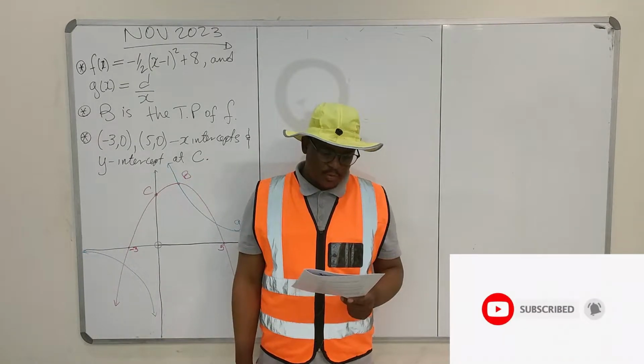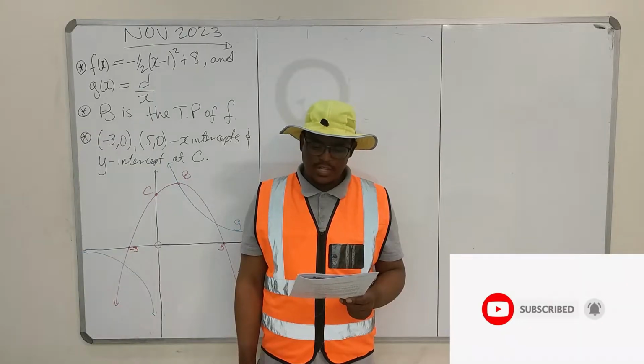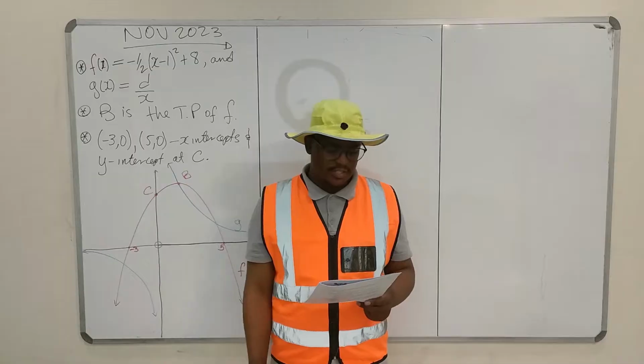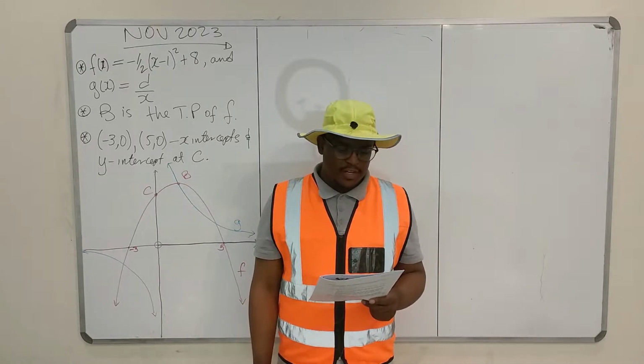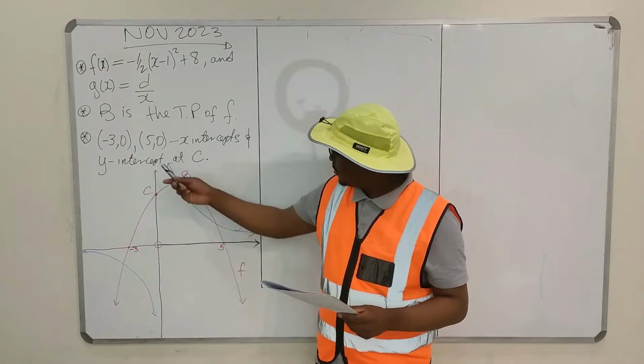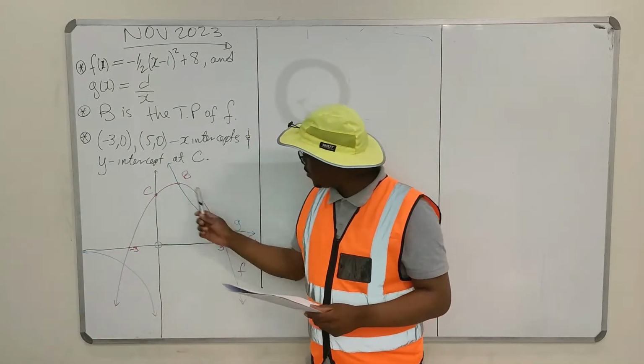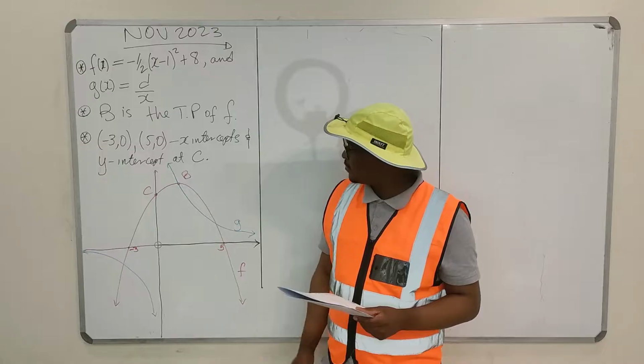So in this video, I'm doing question 5 of November 2023, question paper mathematics paper 1. These are functions. So we have two functions, as you can see here. The blue one is the hyperbola G, and the pink one is the parabola F.